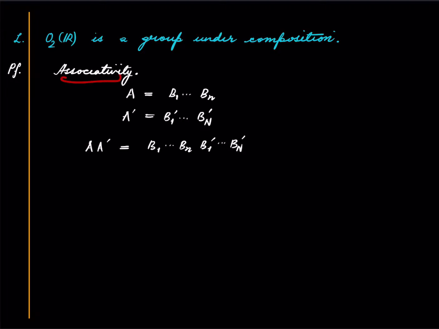So closure. This is not associativity. Basically, we are verifying that this is indeed a binary operation. Composition is a binary operation on O2(R).